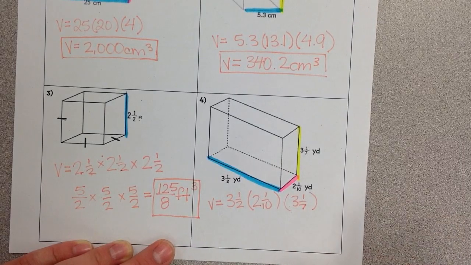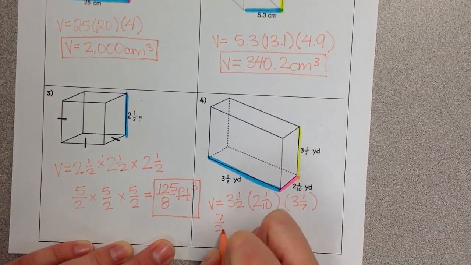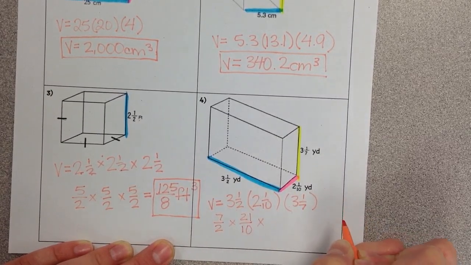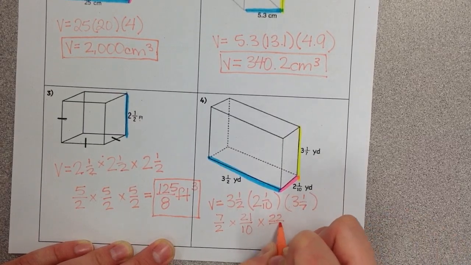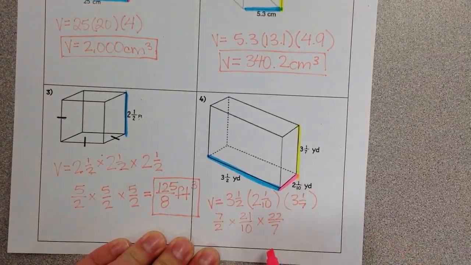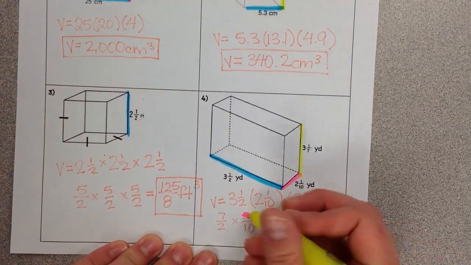Since I'm working with mixed numbers again, I need to change them to improper fractions before I start multiplying. So my first one would be 7/2. My second one would be 21/10. And my third one would be 22/7. So these fractions I can actually simplify before multiplying. So what I'm going to do is look at which ones might have common factors when I look at their diagonals. So I'm going to highlight, I'm going to work with my second two, 21 and 7, and 10 and 22.